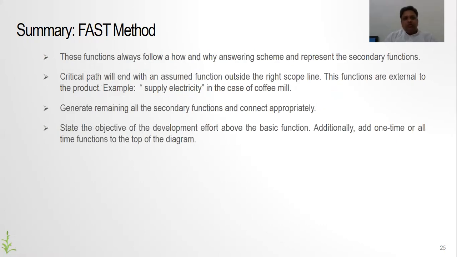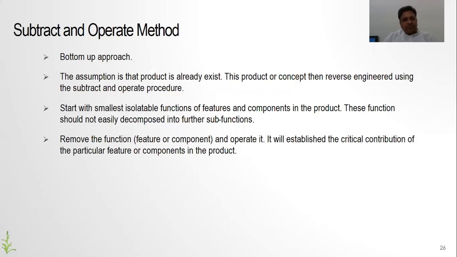These functions always follow the how and why answering scheme and represent secondary functions. The critical path will end with an assumed function outside the right scope line. This function is external to the product, for example, supply electricity in the case of the coffee mill. Generate all the remaining secondary functions and connect them appropriately. State the objective of the development effort above the basic function. Additionally, add one-time or all-time functions to the top of the diagram. Then the subtract and operate method.